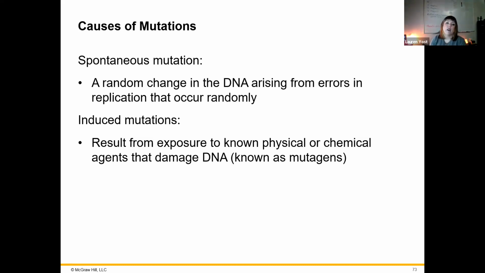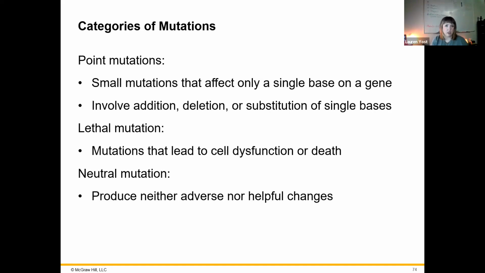Spontaneous mutation, we have random changes in the DNA arising from errors that occur randomly just from replication not being perfect. Unfortunately, it's just not always perfect. Then we get induced mutations. So being exposed to mutagens, anything that causes mutation or is likely to cause mutation, like radiation or certain chemical agents can cause mutations.